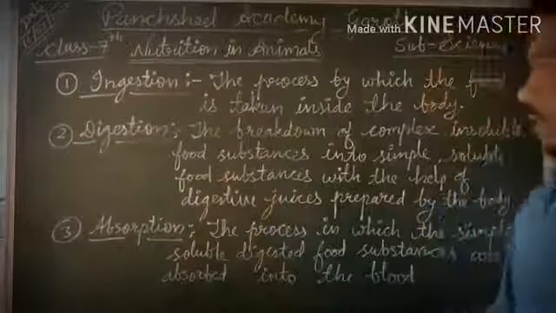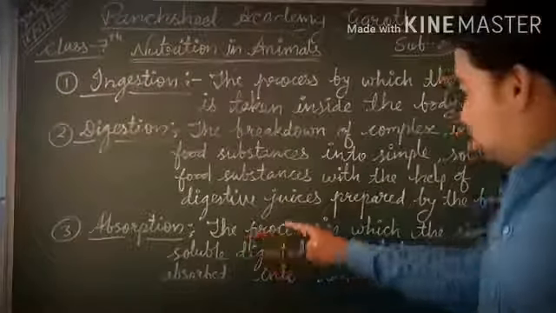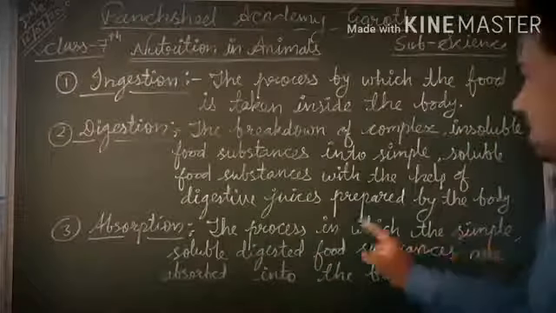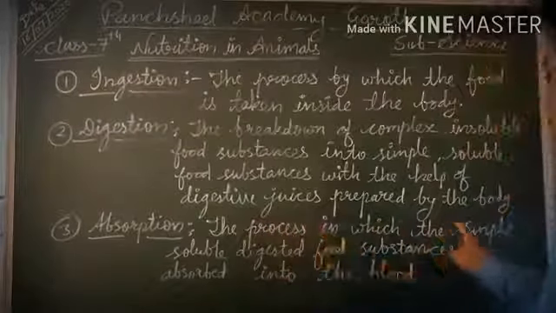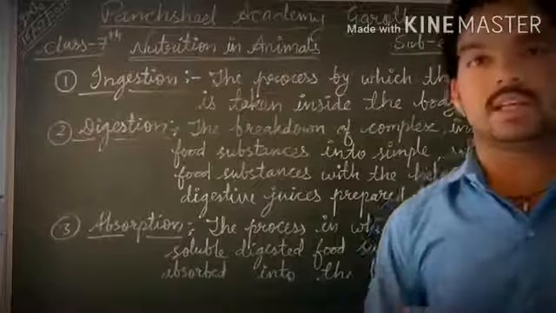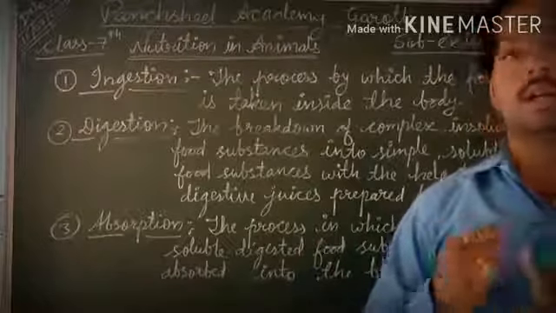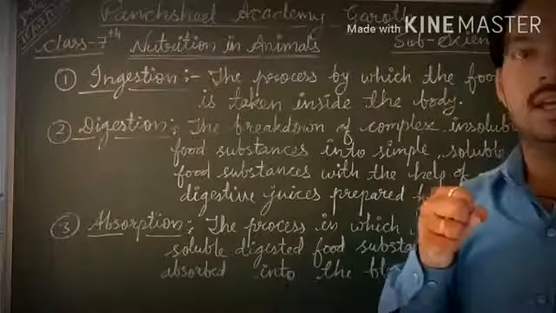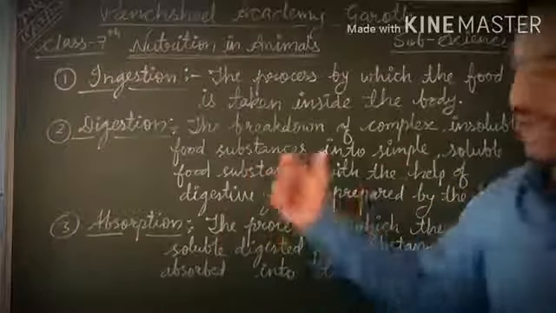Now the third main step is absorption. After digestion, the third step is the process in which the simple, soluble, digested food substances are absorbed into the blood. After digestion, the product is simple and soluble, so these simple, soluble substances are further absorbed into the blood, so that they can be utilized. This process is called absorption.